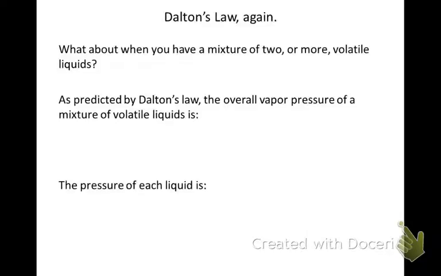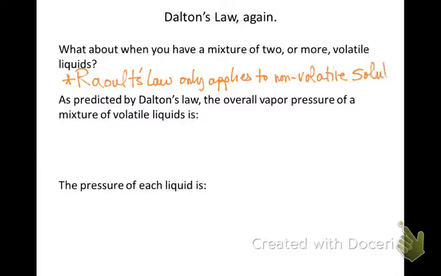Let's take a look back then at Dalton's law. So remember that Dalton's law says that the total pressure of a system of gases is equal to the sum of the pressures of each of the individual gases. So P total is equal to, for example, PA plus PB. Okay? Well, Raoult's law only applies to non-volatile solutes, which means these are solutes that do not vaporize easily.